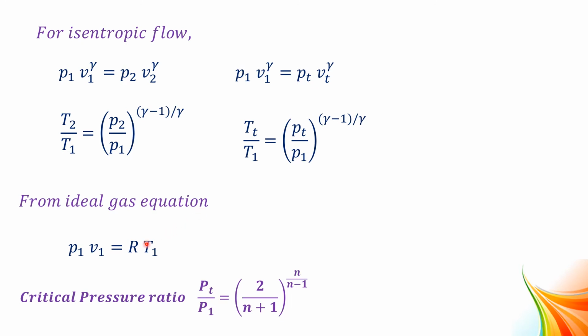The equation for critical pressure ratio, Pt by P1 equal to (2 by n plus 1) the whole power n by n minus 1. The value of Cp can be calculated from the equation Cp equal to gamma R divided by gamma minus 1, and Cv equal to R by gamma minus 1.